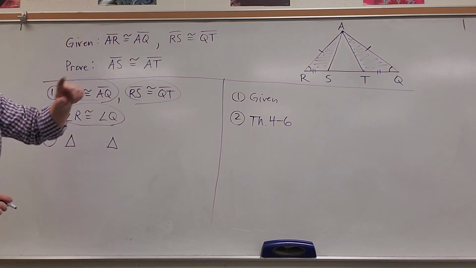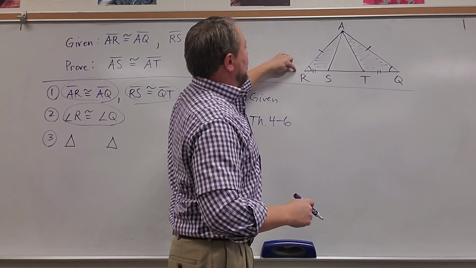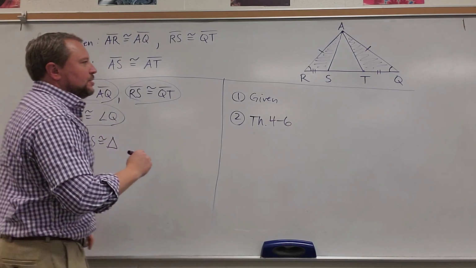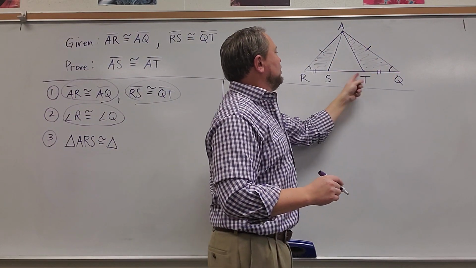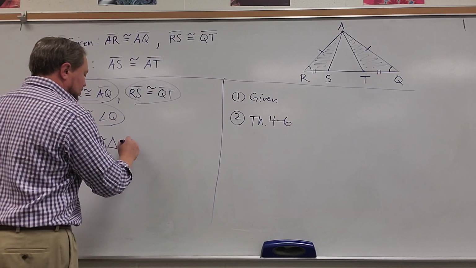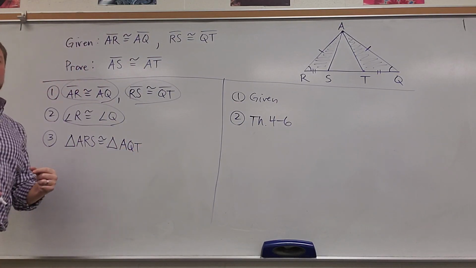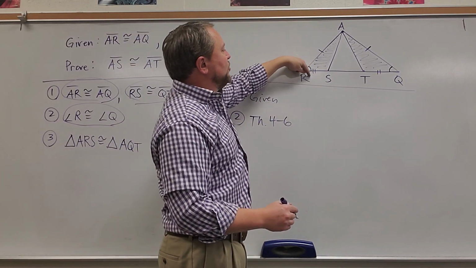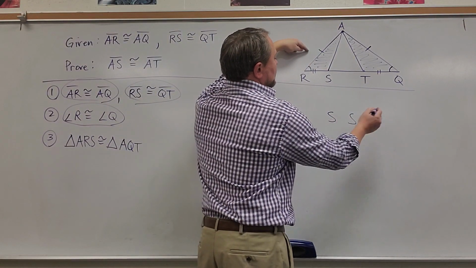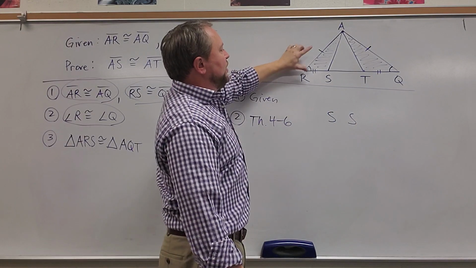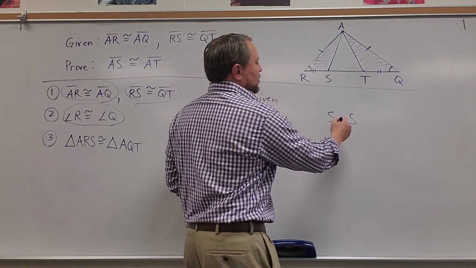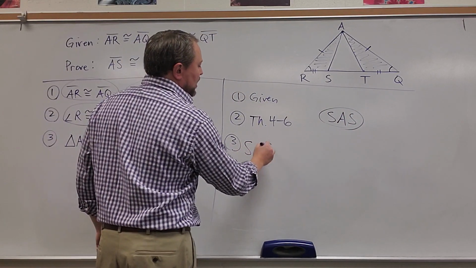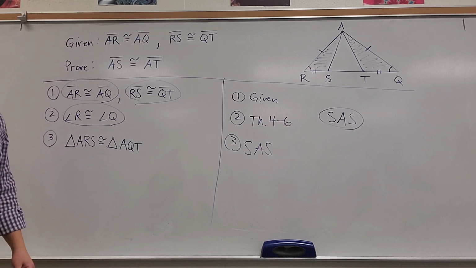So those skinny little triangles like ARS and its matching triangle on the other side, AQT, those have to be congruent. I hope you see by what method. I've got two sides and the angle right in between those two sides. So as you see right there, I'm going to be using SAS to prove those triangles congruent.